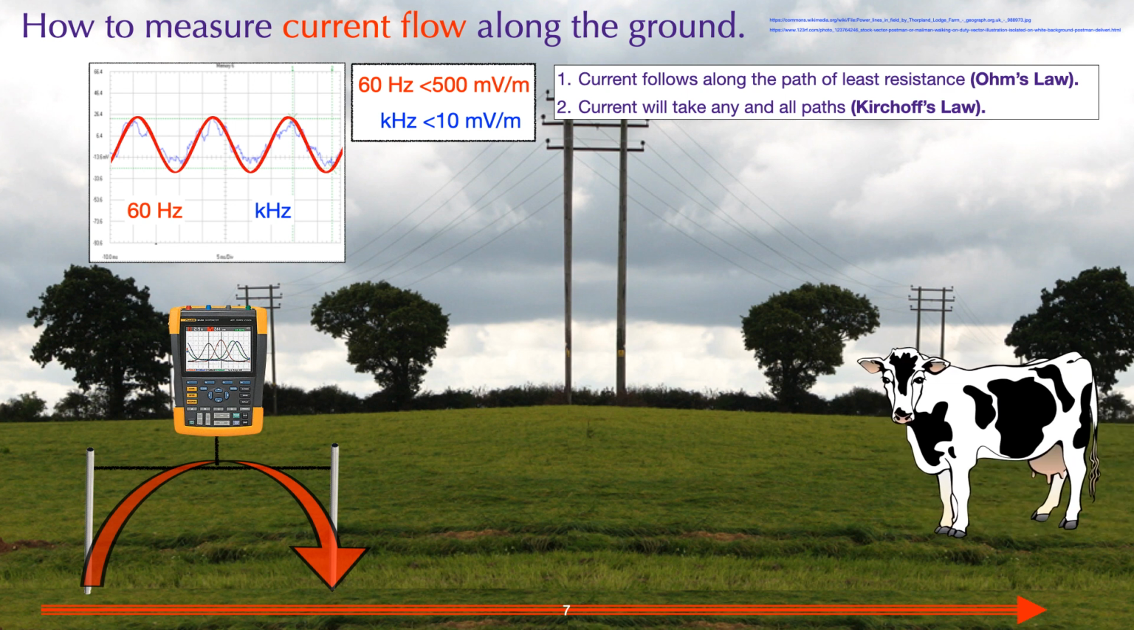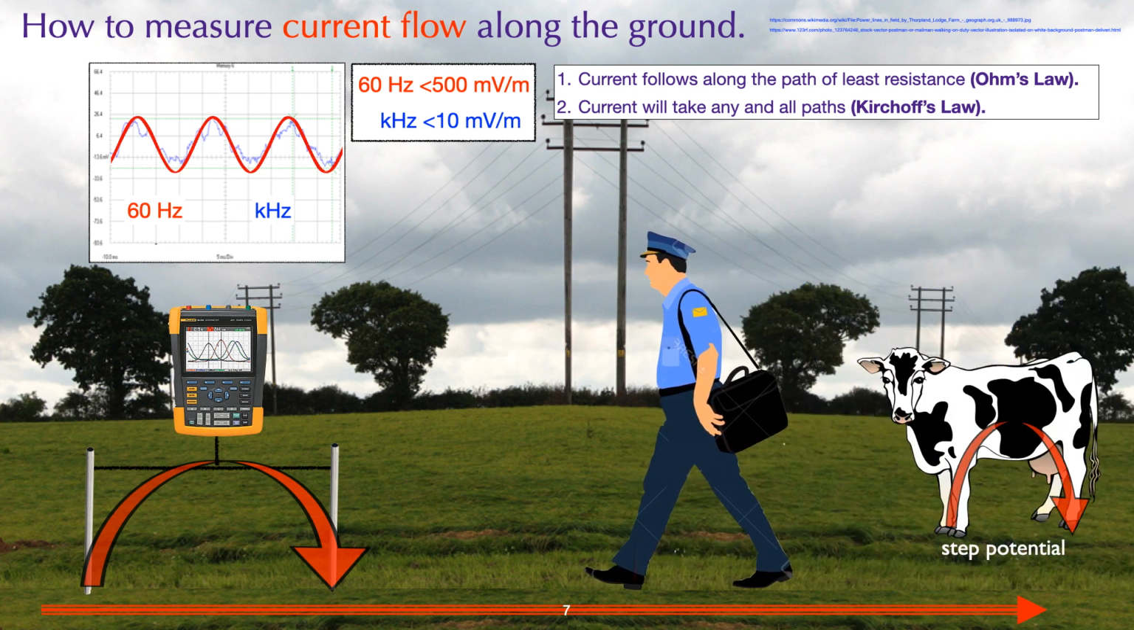A cow standing on the ground will have the current flow up one leg and out the other. This is called step potential. The same happens to a person even though he is wearing shoes, and this is due to capacitive coupling.